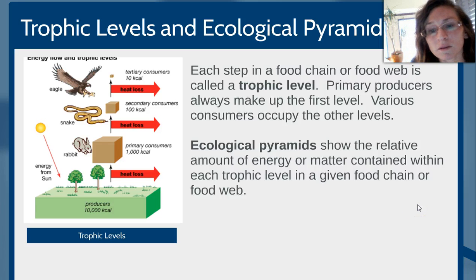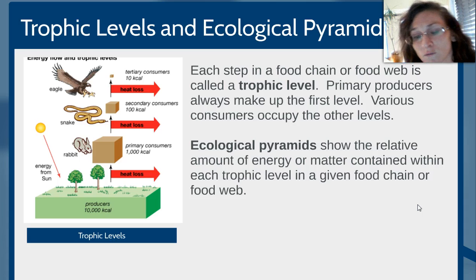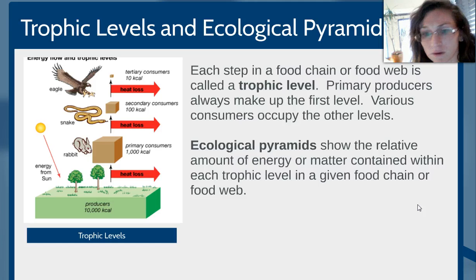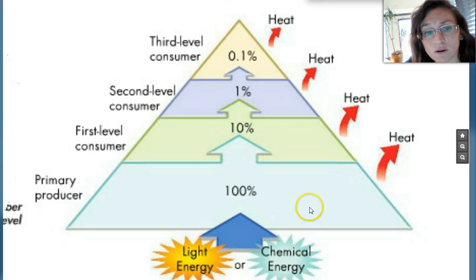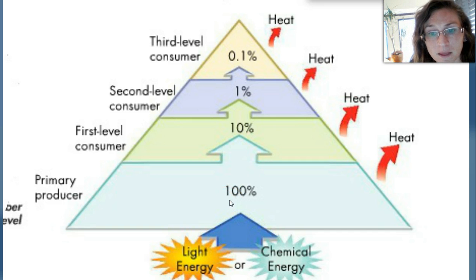An ecological pyramid then will show the relative amount of energy or matter contained within those trophic levels in a given food chain or food web. And I'm going to show you a couple different types of ecological pyramids. This is a pyramid of energy. It is showing you how energy is passed on from the primary producers to each consumer level. And notice that when you start at the primary producer level, you get 100% of energy there because they're capturing the energy directly from sunlight. And the first level consumer though is only getting 10% of that energy stored within itself.